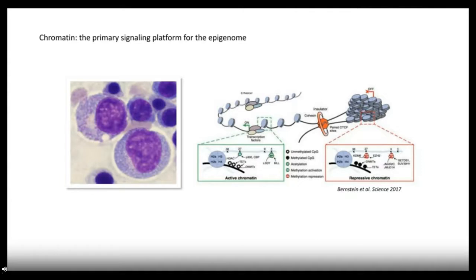Of principal interest to my group are enhancer elements, shown up here on the left, which are emblematic of active chromatin and mediate the transcriptional activation of genes that have restricted or more cell type specific expression.